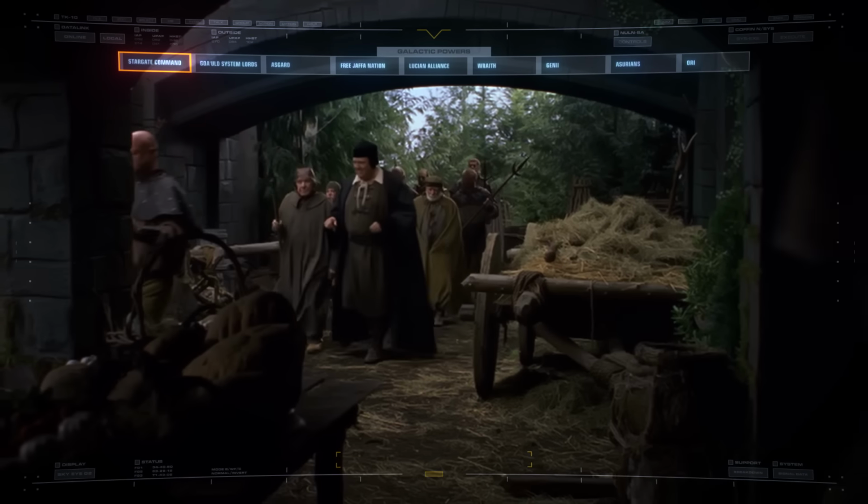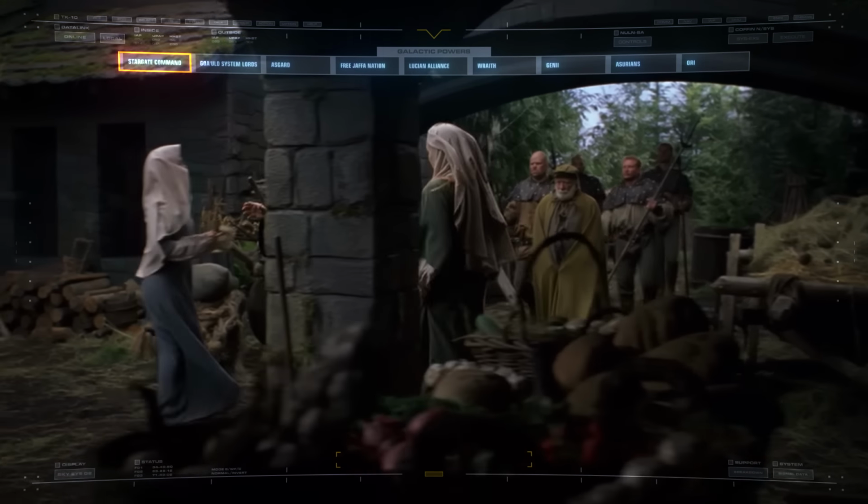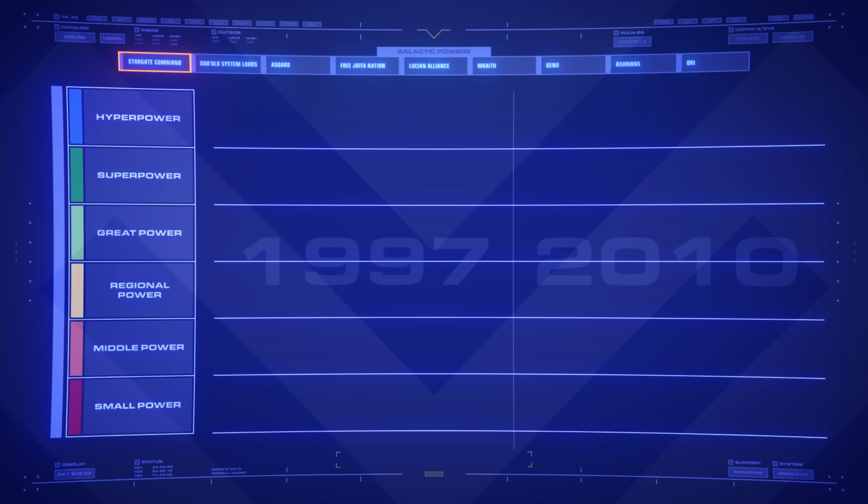Now, it might be unfair to compare Stargate Command to a bunch of agricultural societies, but even against the other civilizations in this ranking, they at times matched and even surpassed these powers in specific sectors.